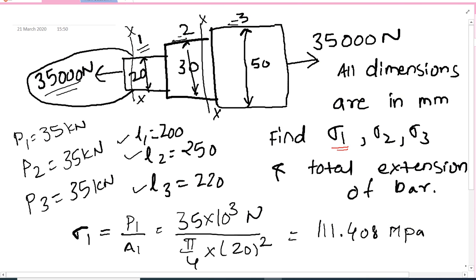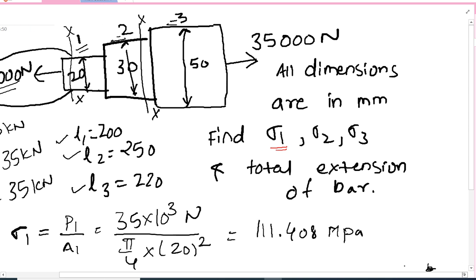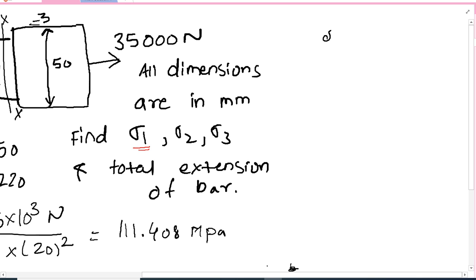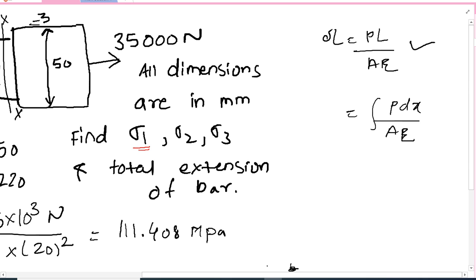Now they have also asked us to find the total extension. We know two formulas for extension. What are those two formulas? They are delta L is equals to PL by AE, as well as integration of P dx by AE. Now we use the first formula when P, A and E are constant, and we use the second when any one of these three varies.